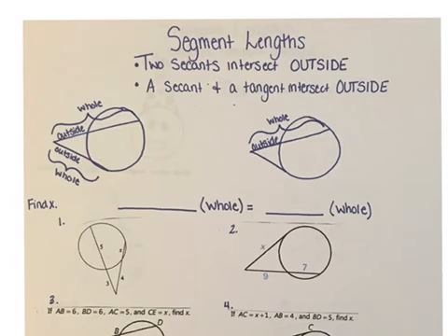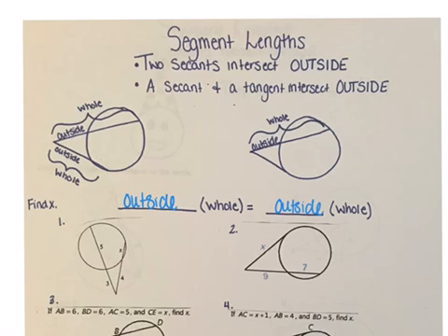Here we have either two secants intersecting outside the circle in the first example, or a secant and a tangent intersecting outside the circle in the second example. Even though they look slightly different, their formula is still the same. We do outside times the whole equals outside times the whole.